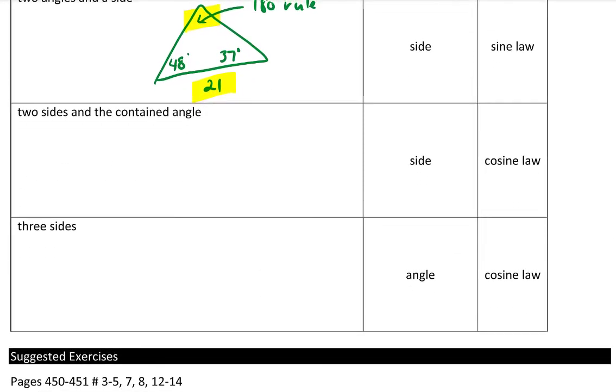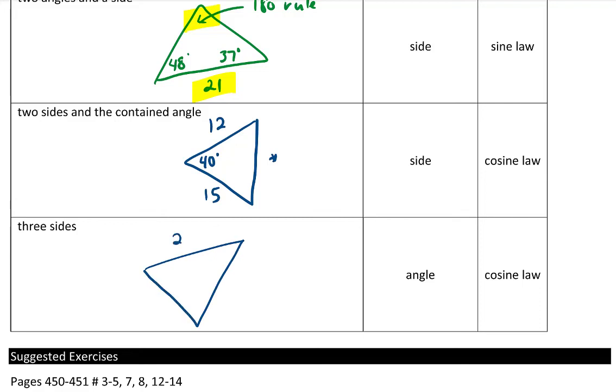If we want to use the cosine law, we need to have two sides and what's called a contained angle. So let's say we have this side 12, this side 15, and we know that this is 40 degrees. There is not a known side across a known angle. So for this example, we need the cosine law, and the cosine law will help us find that one side. And then we can use the sine law to find the angle and then the 180 rule. And the final scenario, we have all three sides. And in that case, we can find an angle only using the cosine law.